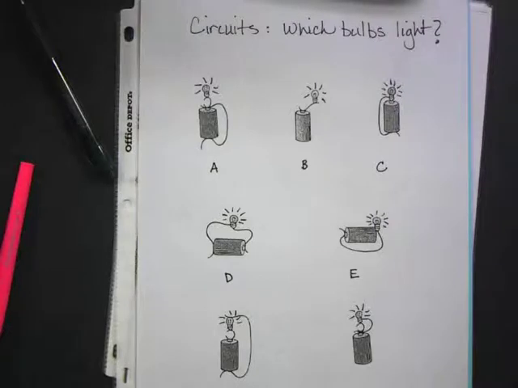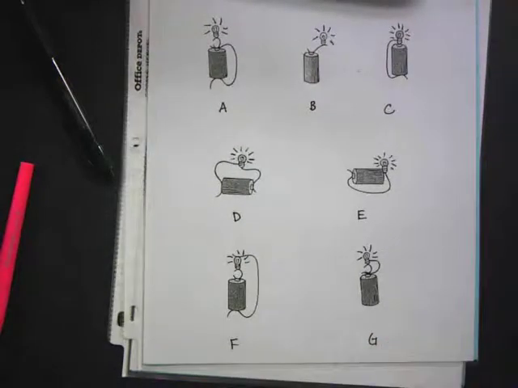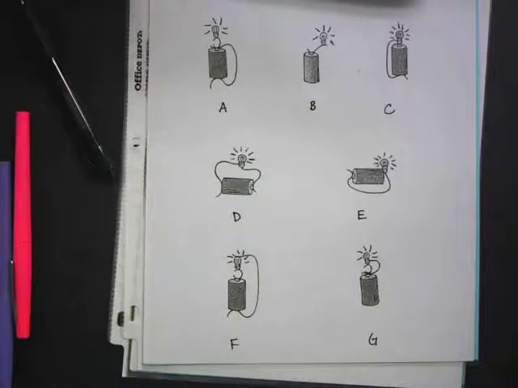Yeah. So I want you to look at each of those examples and just write it down on a scratch piece of paper, a yes or no, which one will light. Which ones will light. So you're just going to say yes or no to each of those letters, and then we'll compare and see how we did.